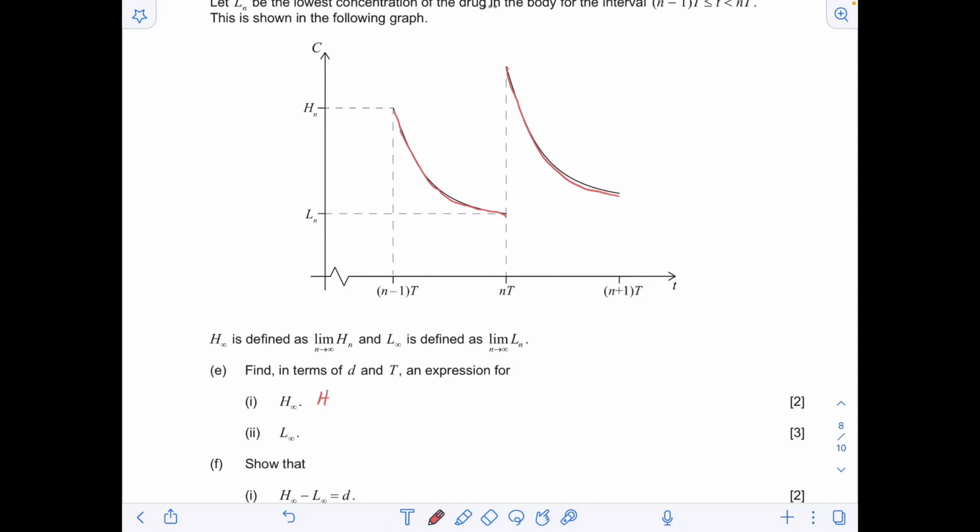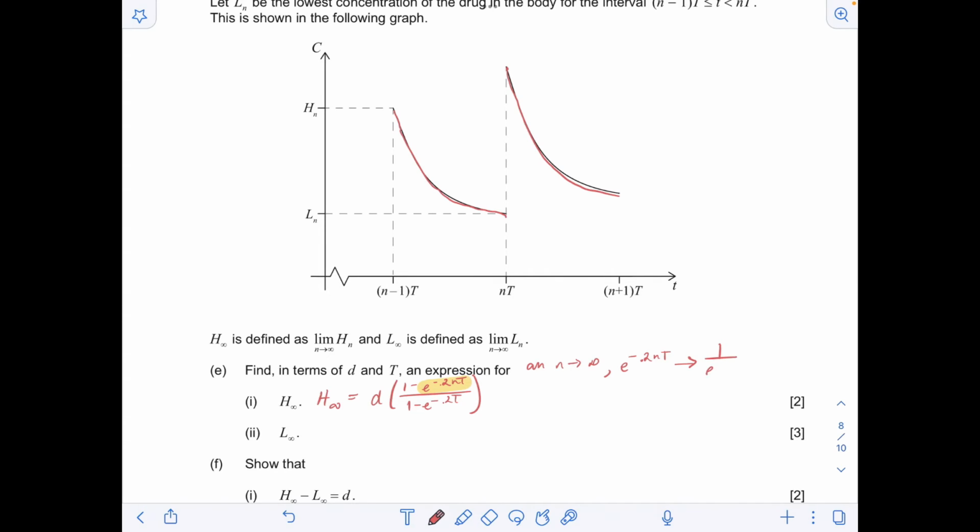So H infinity is going to essentially be that concentration formula, D times 1 minus e to the negative 0.2 nT over 1 minus e to the negative 0.2 T, where n is approaching infinity. So the only term affected by n is this one. So let's see what happens to that term. Over to the side, I'm going to write: as n approaches infinity, e to the negative 0.2 nT approaches... So let's think about what happens here. The negative exponent on e tells us that as we get a bigger exponent, we're going to get a number closer and closer to 0. And so as n approaches infinity, that's going to take us closer and closer to 0.